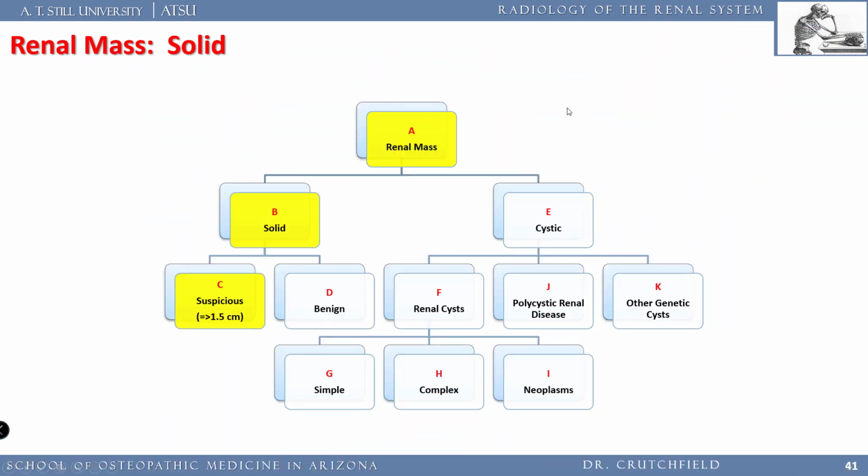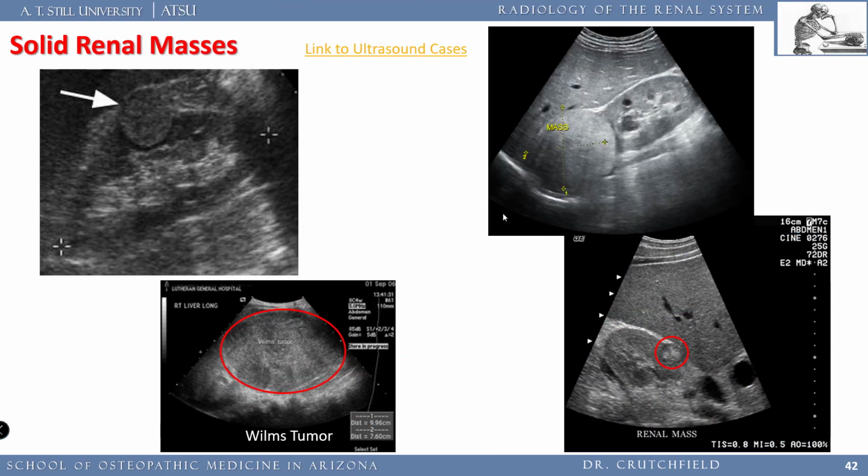So now we're going to look at solid masses, and we do worry about the ones that are 1.5 centimeters or greater. Here again is an ultrasounded kidney, got a solid mass right here. Here's a big solid mass in a kidney, another one. And the whole kidney here looks almost taken up on this. This is a Wilms tumor. This is also known as a nephroblastoma, if my embryology is correct.